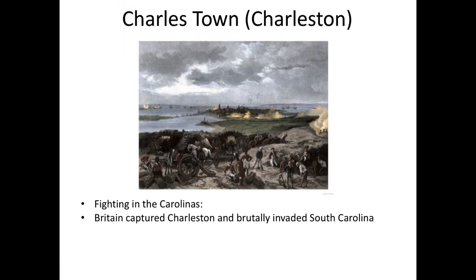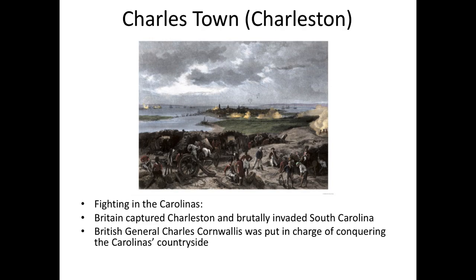Well, first, the British are going to capture Charleston, and I do believe it was called Charleston, not Charlestown at this point, but I'm not sure, but same difference. They are going to capture Charleston, and again, if you look at the map, you can see they were pointed at South Carolina. They capture Charleston, and then they brutally invade South Carolina and take over pretty much all of the colony of South Carolina.